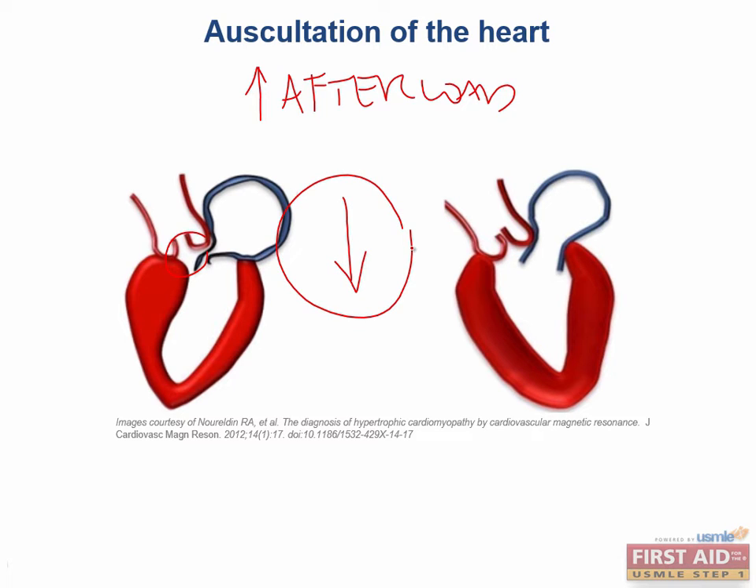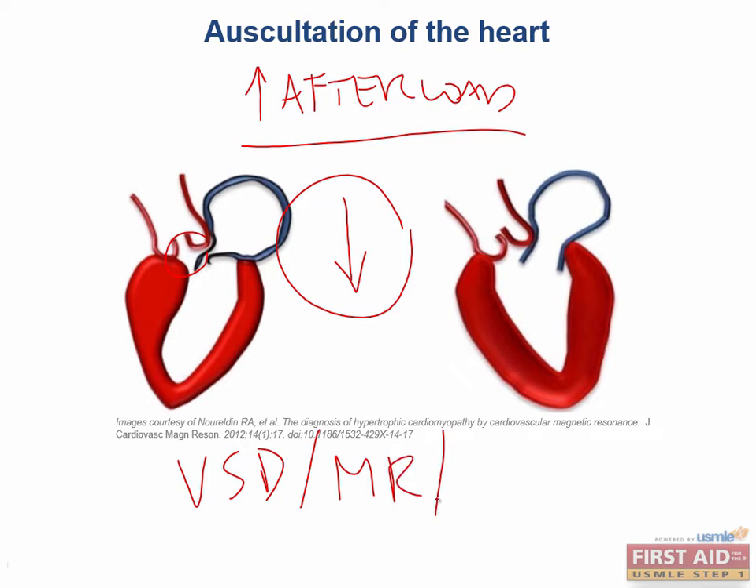Okay, so how does hand grip, or increased afterload, do the opposite and make the murmurs of a VSD or mitral regurgitation or aortic regurgitation louder?